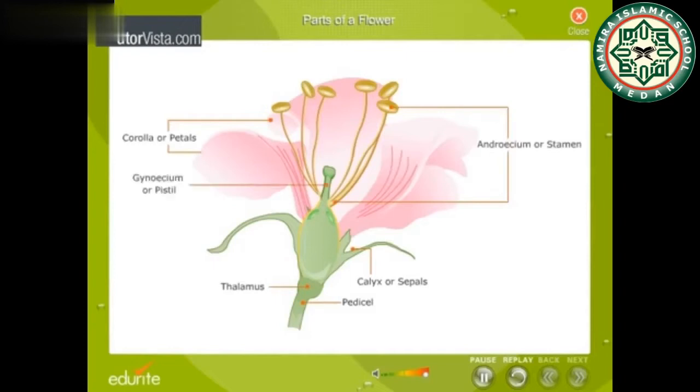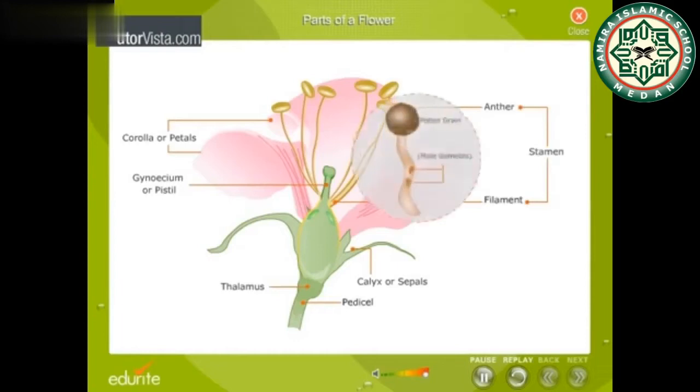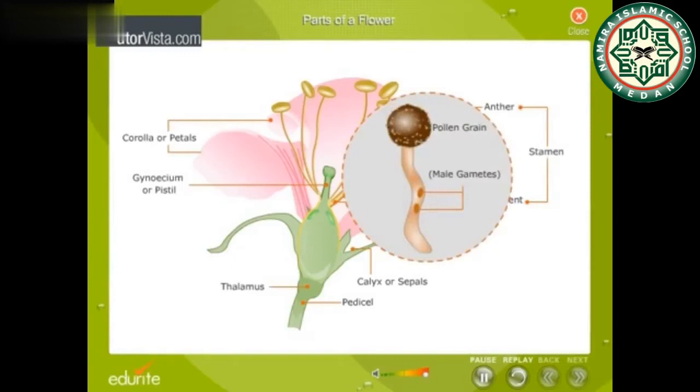The flower is borne on a stalk called the pedicel. The uppermost part of the pedicel is swollen. This is called the thalamus. The stamen, which is the male part of the plant, consists of the filament and a two-lobed head called the anther. The anther has pollen grains that take part in reproduction.